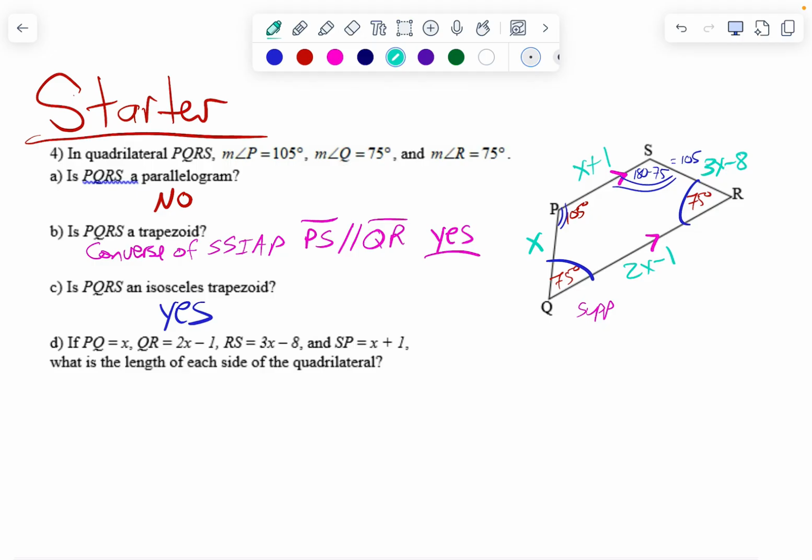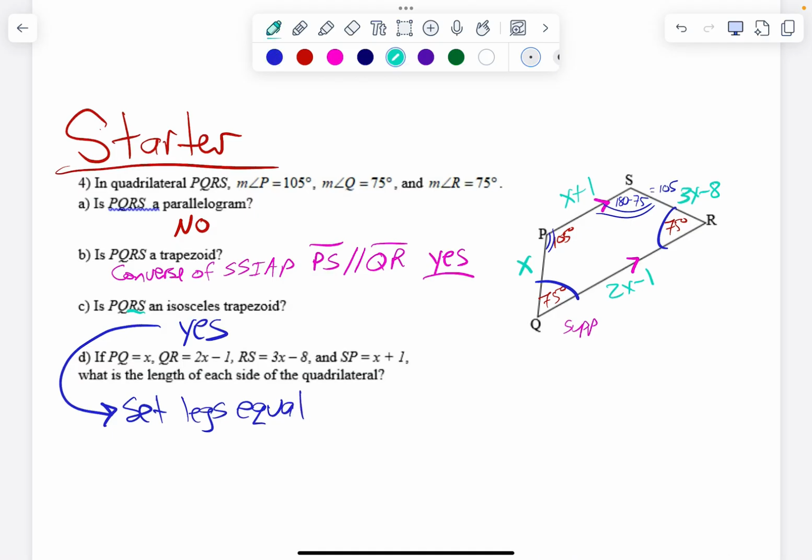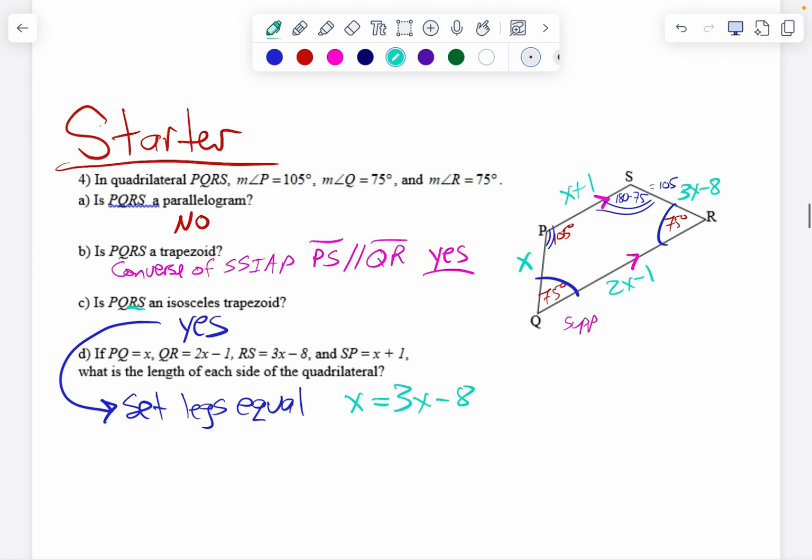Okay. So since we know it's isosceles, that means we can set the legs equal. It's pretty common to be given more information than we need, or at least looks like it is. So just don't set all of them equal to 180. Don't set the top PS equal to QR because those are not congruent. All right, how do we solve this?